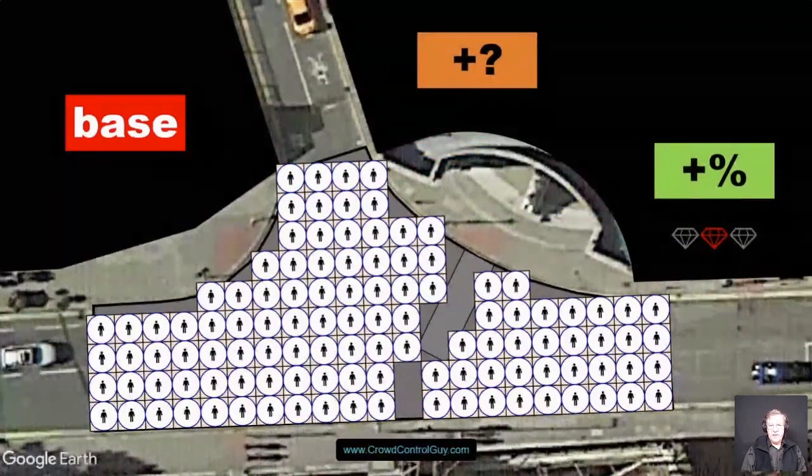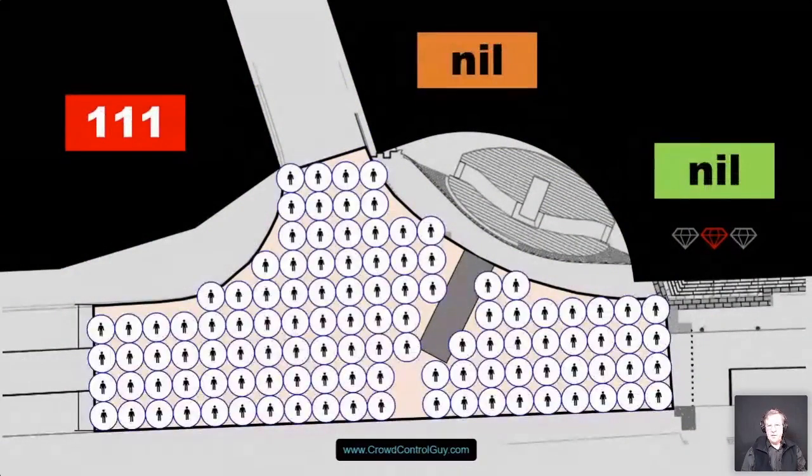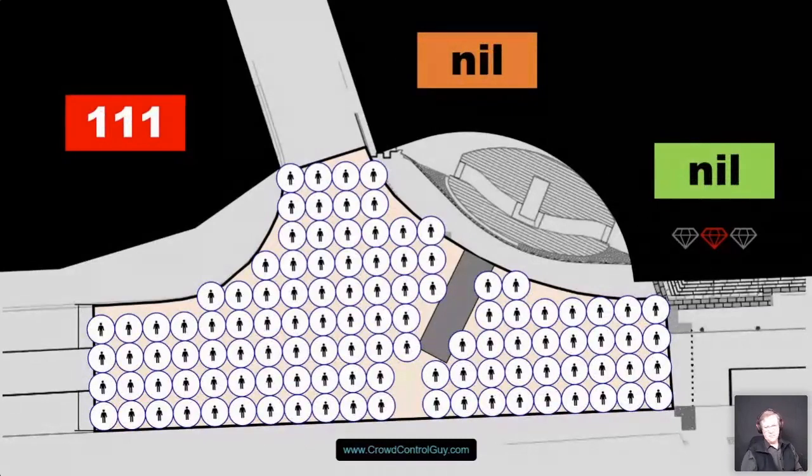Okay, so I'll give you a hint. Let's break it down to a schematic. Let's get all the stuff out so we don't get distracted. Let's put the people in and we have 111. What I've just showed you, I'm going to show you again. So this is what I did with Steve's thing.